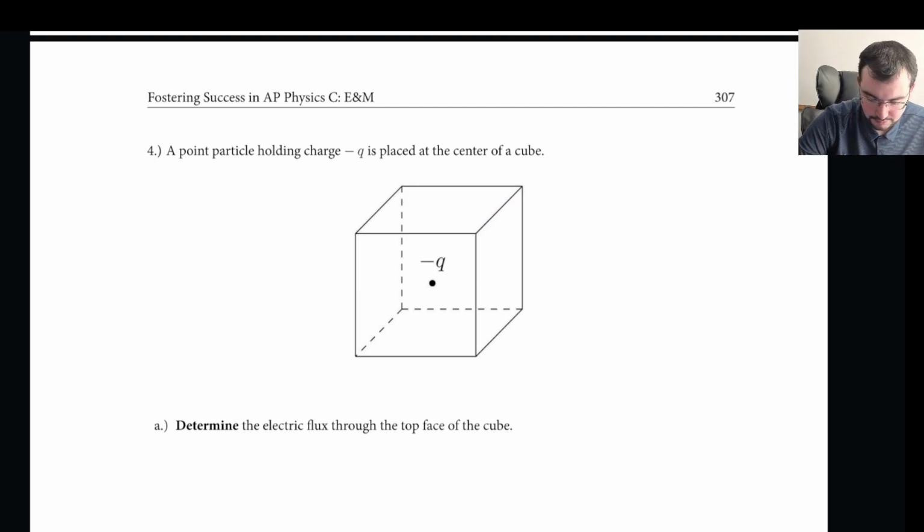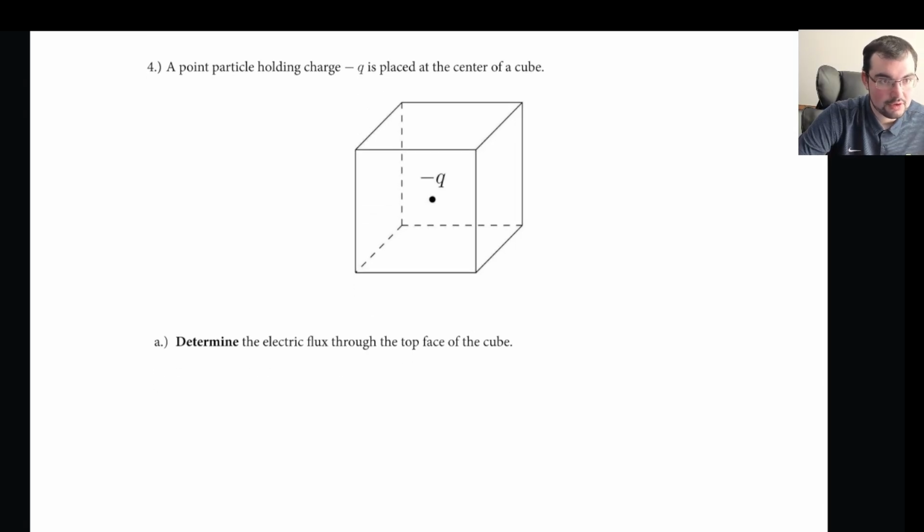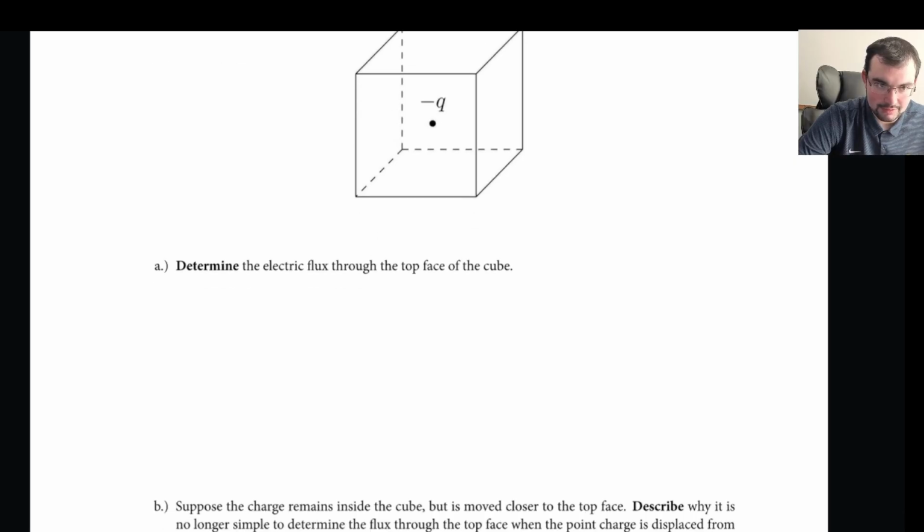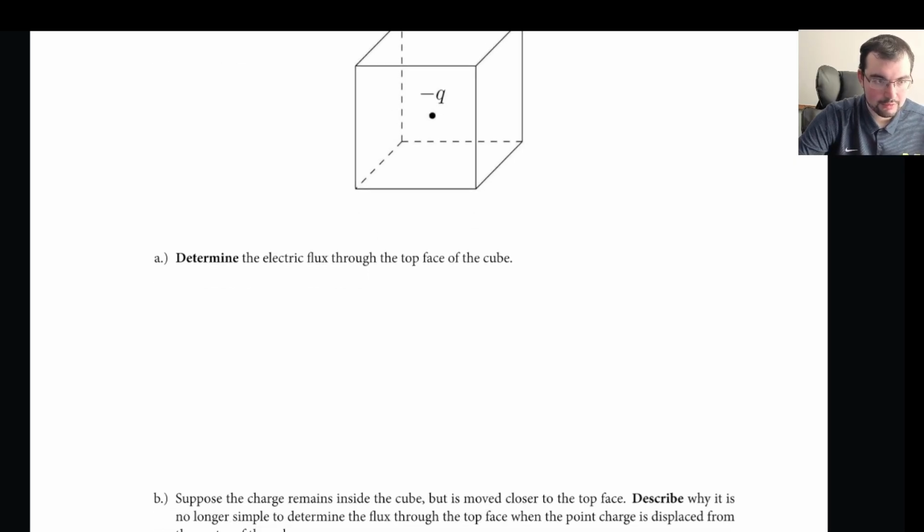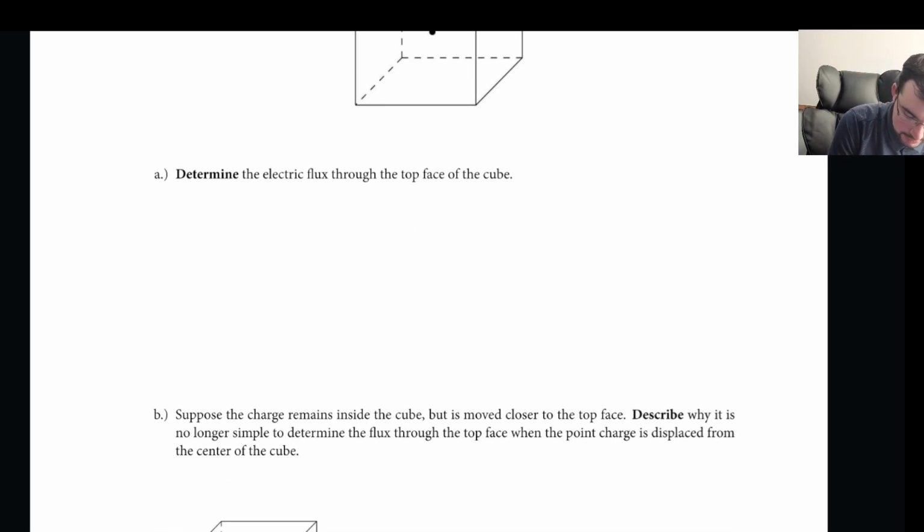So here's where we have to utilize symmetry for the first of many, many times with Gauss's law. So it's important it's placed at the center of the cube. So what we know for sure, and this is true regardless of where this point charge is, is that the net flux through the surface is the enclosed charge divided by epsilon naught, which is negative q over epsilon naught.